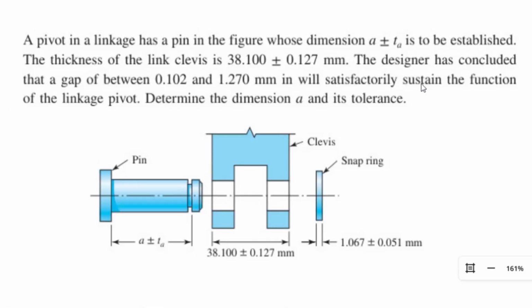So here is the challenge we are running today. Here is our situation. We have a linkage with a clevis, basically two parallel plates with a pin running through them and held with a snap ring at the other side. The thickness of the clevis and ring is known and is given, and the designer wants a small gap so the joint can move freely without wobble.